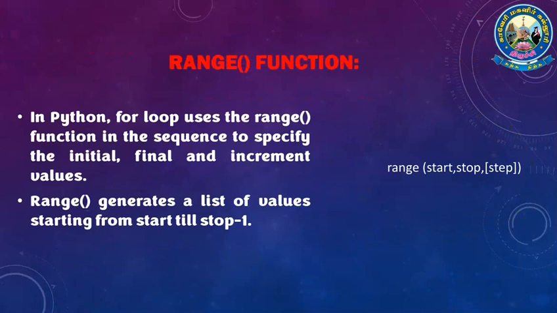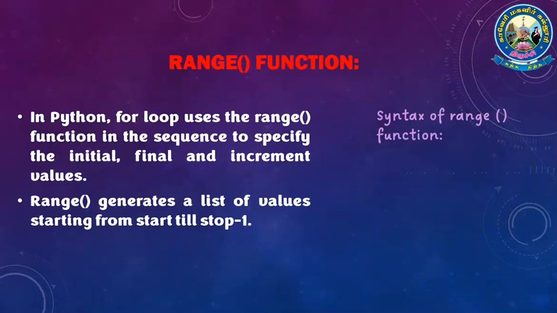Range function. In Python, for loop uses the range function in the sequence to specify initial, final, and incremented values. Range generates a list of values starting from start till stop minus 1. Syntax of the range function: range(start, stop, step). Start refers to the beginning value of the loop, stop refers to the end value of the loop, and step refers to the incremented value of the loop. It is the optional block in the range function.